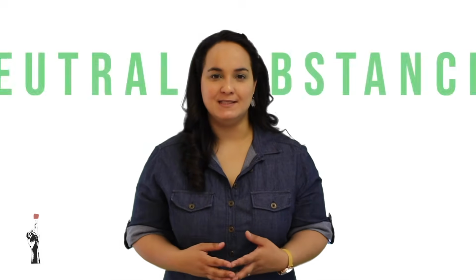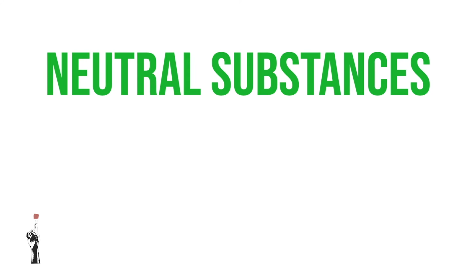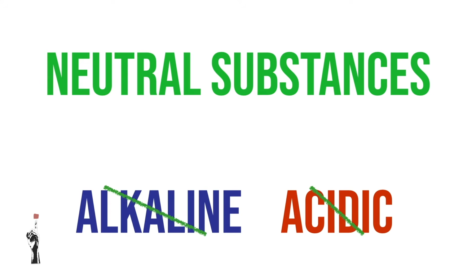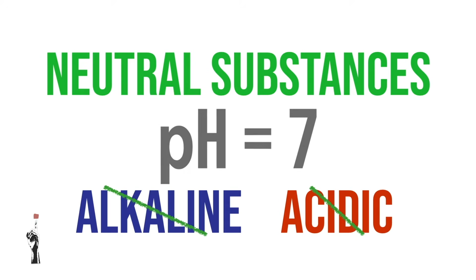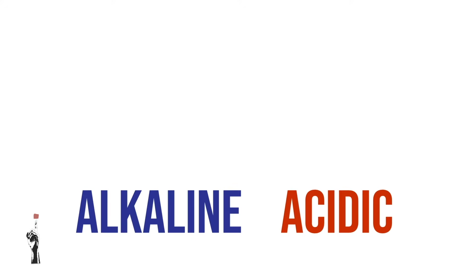Our first topic today is a neutralization reaction. But before we dive in, let us quickly revise what a neutral substance is. Neutral substances do not have any alkaline or acidic properties. They present with a pH value of 7. When an acid and a base combine, they will react together.